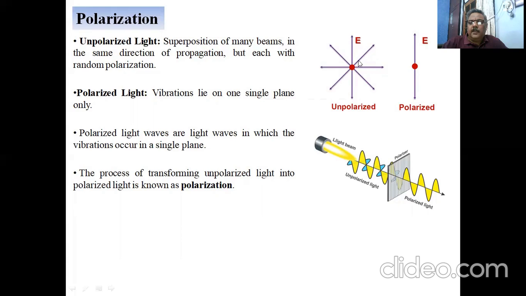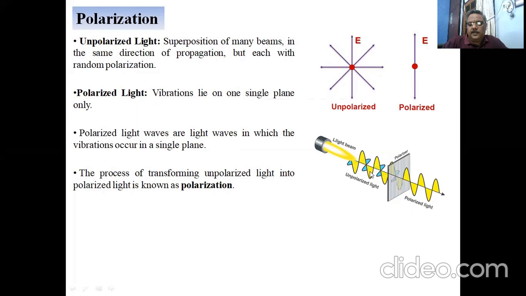But if we define a plane, like here we are saying that the electric vector can be along this line. But if we define a particular direction, it can be this or it can be this. If we define a particular direction, then the light is said to be polarized. Here the vibrations lie in one single plane only. The polarized light waves are light waves in which the vibration occurs in a single plane. And the process of transforming unpolarized light into polarized light is known as polarization.